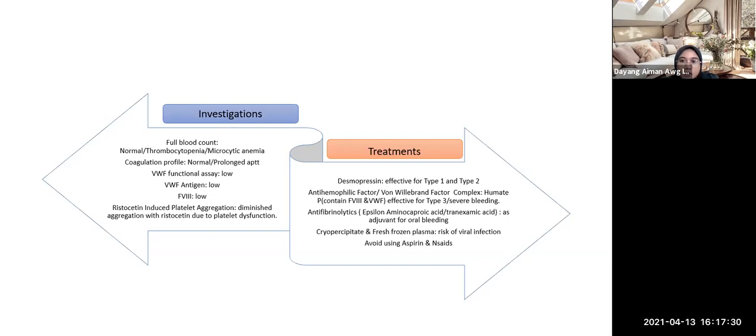Lastly, what is the treatment we can give the patient? First, desmopressin, which is more effective for type 1 and type 2 von Willebrand factor deficiency, as there are three types. Then we can give von Willebrand factor complex, effective in type 3, because type 3 presents in a severe form. Next is anti-fibrinolytic as an adjuvant for oral bleeding. And lastly, we can give cryoprecipitate and fresh frozen plasma.